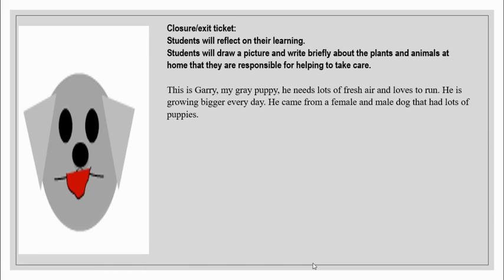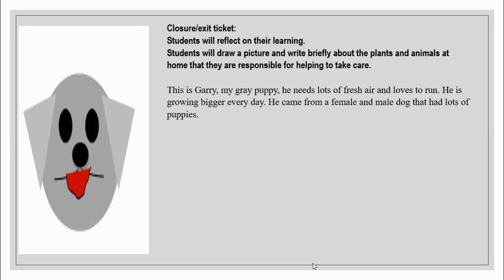Now to conclude, for our exit ticket, please reflect on your learning. We're going to have you draw a picture and write a brief explanation about plants and animals at home that you are responsible for helping to take care of. So think about your pets or some plants that you have around the house that mom and dad need to help you with, like watering the plants or making sure they get some sunshine, or even just taking care of your pets like a bunny, or maybe you have a bird or a puppy or a cat.